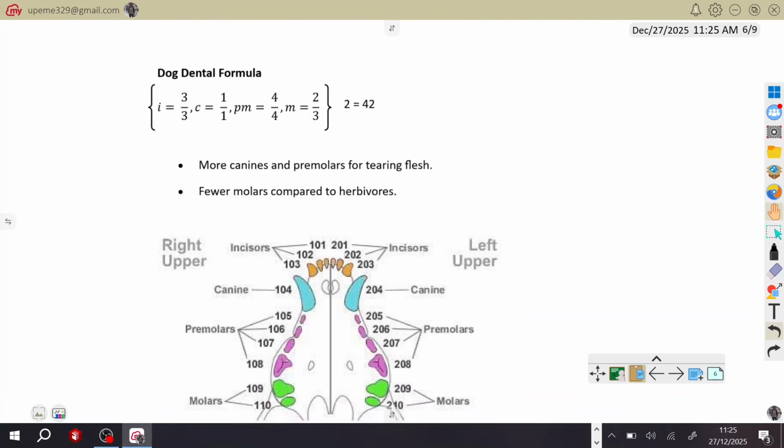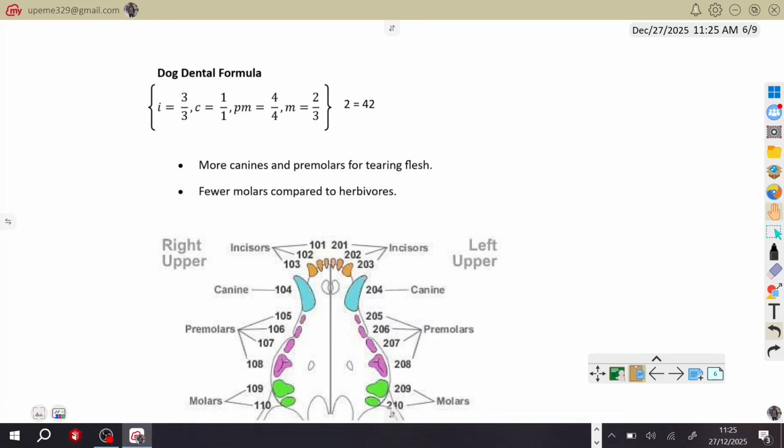If you total here again, 3 plus 3, 6, plus 2, 8, plus 8 here, you are going to have 16, 17, 18, 19, 20, 21. So 21 times 2, you are going to have 42. Total number of teeth in an adult dog is 32.